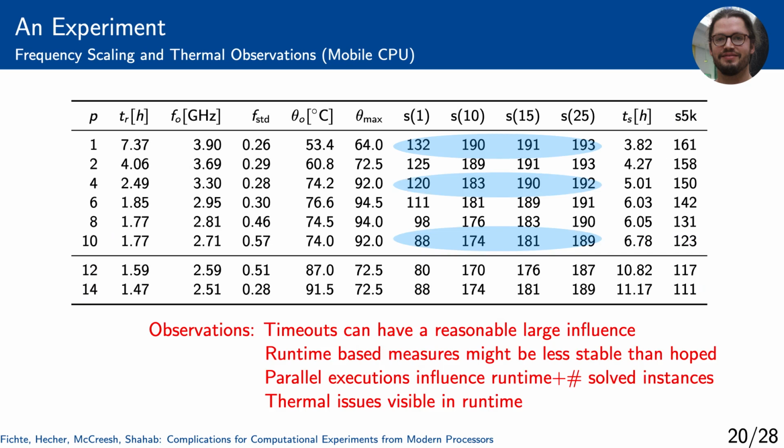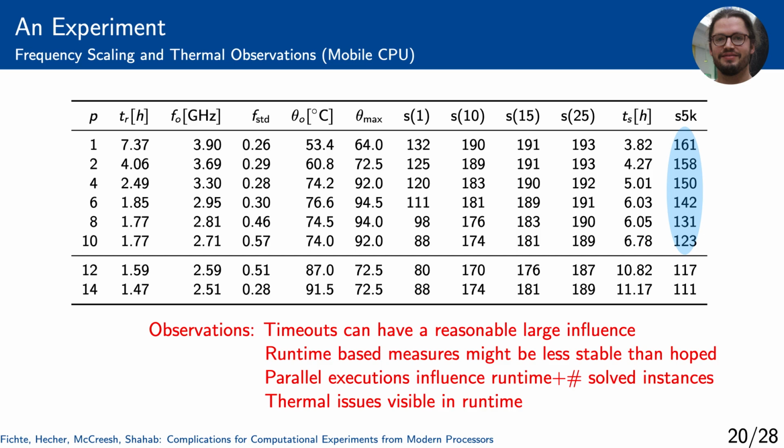We easily observe that timeouts can have a reasonably large influence on your benchmark set, in particular when one is considering a benchmark set that was designed to facilitate increasing hardness behavior. Runtime-based measures might even be less stable here than hoped, and we can see a difference of more than 20% in a bad setup. Clearly, parallel executions influence the runtime and number of solved instances.